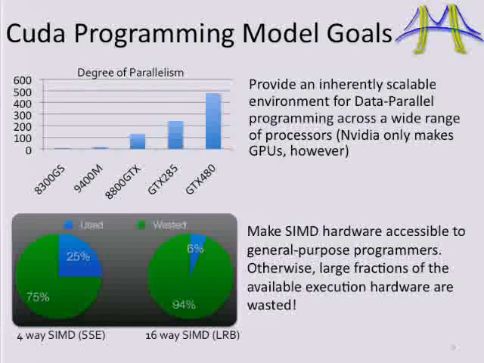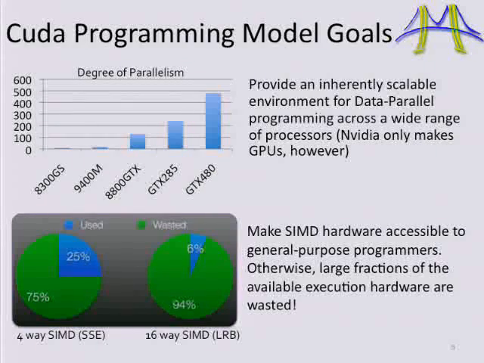So the Cuda programming model is intended to make GPU hardware more accessible. There's sort of two sub-goals here. One is to be inherently scalable. So data parallel programming naturally fits well onto a wide range of architectures.